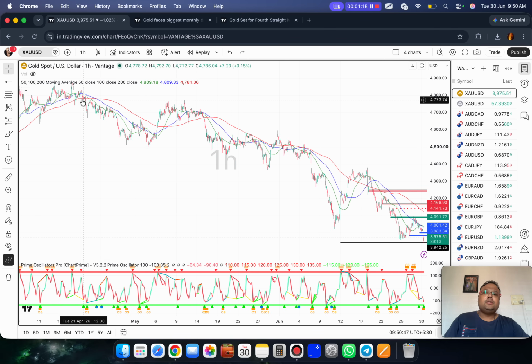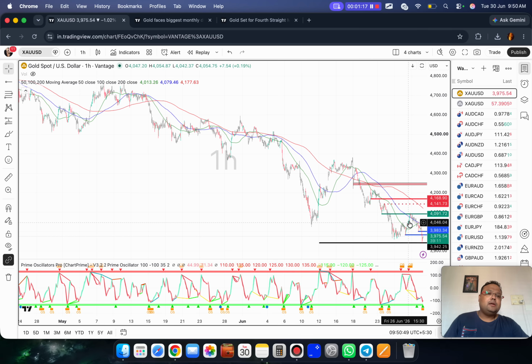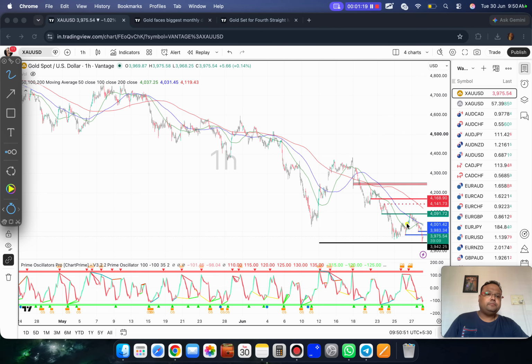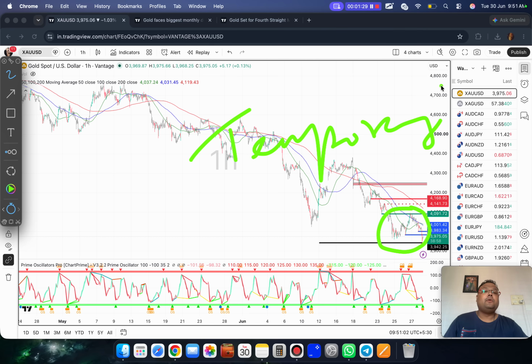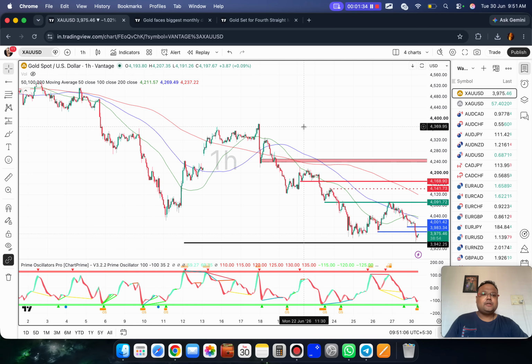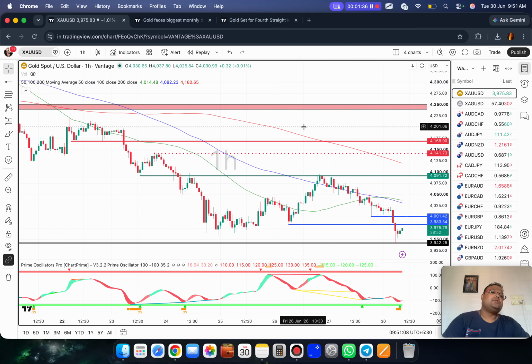This was the overall trend of the market, and this was the recovery gold was showing us. So obviously it was quite clear to us that it was temporary, and we used this word repeatedly, temporary upside. And today we can see that yes, the upside was temporary, and right now gold is trading below the 4,000 level.